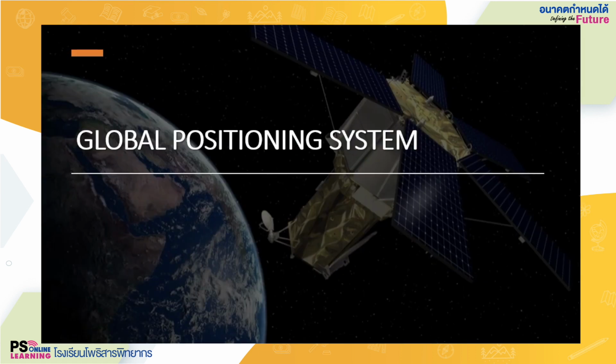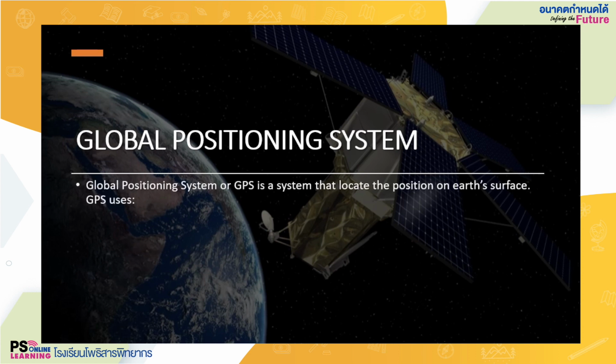Okay, now moving on to the global positioning system. Can you guess what the acronym for global positioning system is? The answer is Global Positioning System, or GPS, a system that locates a position on Earth's surface. So GPS uses satellites, of course, ground stations, and the GPS receiver. So let me explain a little bit. Let's explain the way it operates in the other slide where we have the example.